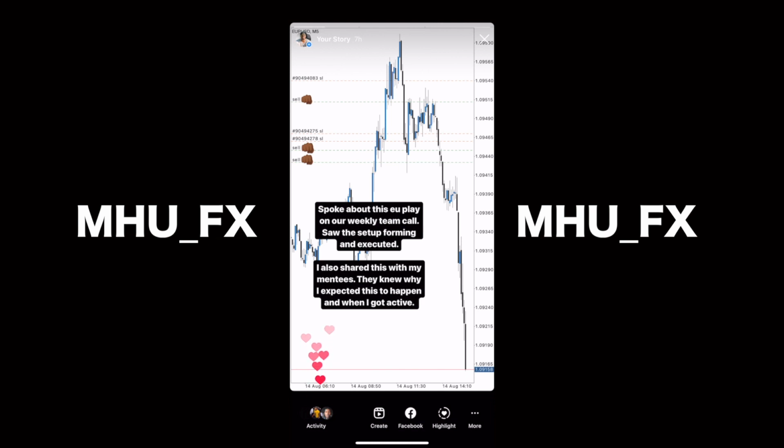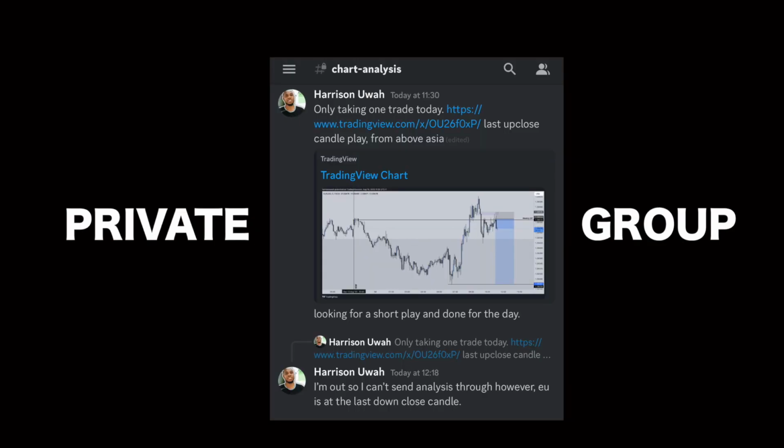First off, I'm going to show you the trade on Instagram. You can see it right here. That's the trade we're going to be breaking down. This is also a trade that I shared with my mentees. On my Discord right now, you can see that I posted this and shared this with my mentees.